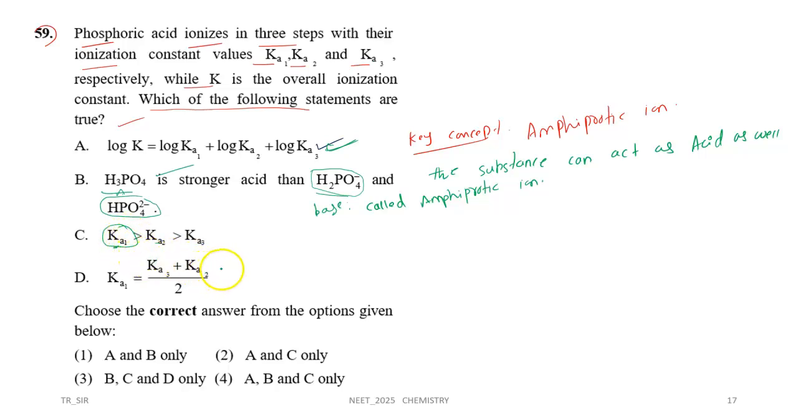Now, the fourth one becomes wrong. Why? It has to be like this: Ka2 is equal to Ka1 plus Ka3 by 2, that can be right, but the fourth option is completely wrong. So A, B, C is the correct answer. Thank you.